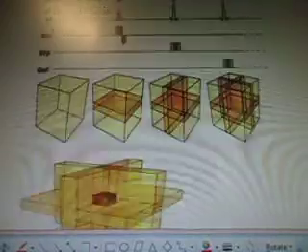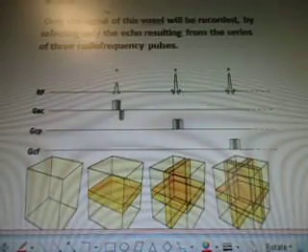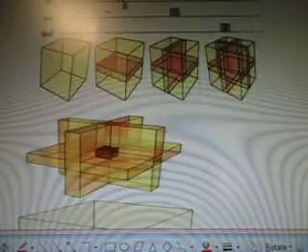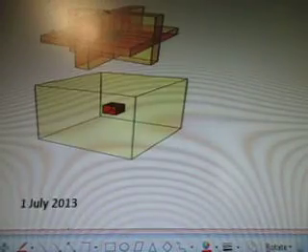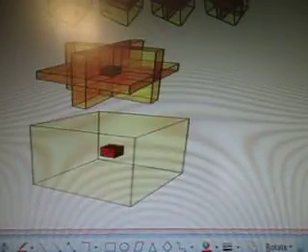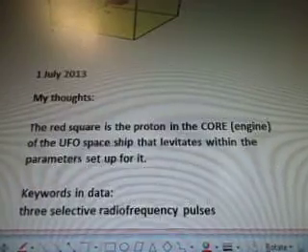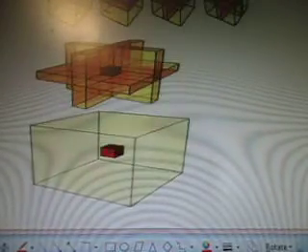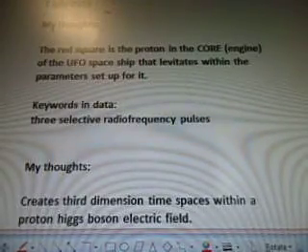Okay, so this is an RF and the GSC, GCP, and GCF pulse. Okay, and then it shows these diagrams here. Look at the diagrams there. My thoughts: the red square in the proton is the proton in the core of the engine of the UFO spaceship that levitates within the perimeters of space or set up for it.